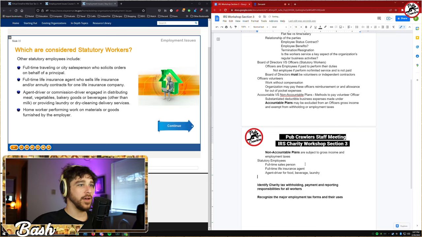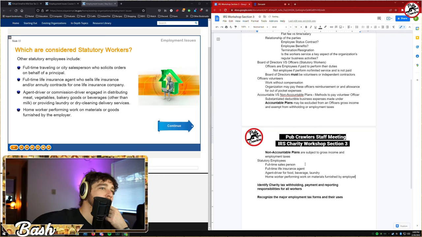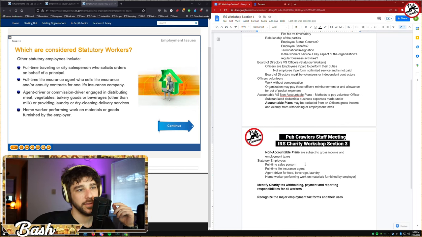I like how they did have to clarify. The beverage can't be milk. Can't sell that raw milk, man. Oh no. They want you down. Interesting. Homeworker performing work on materials. All right.